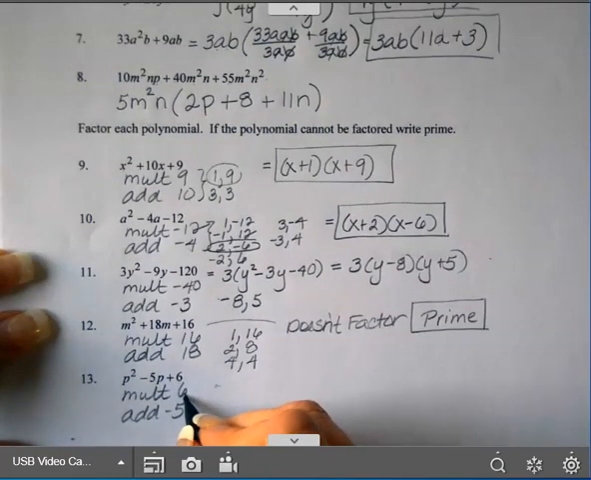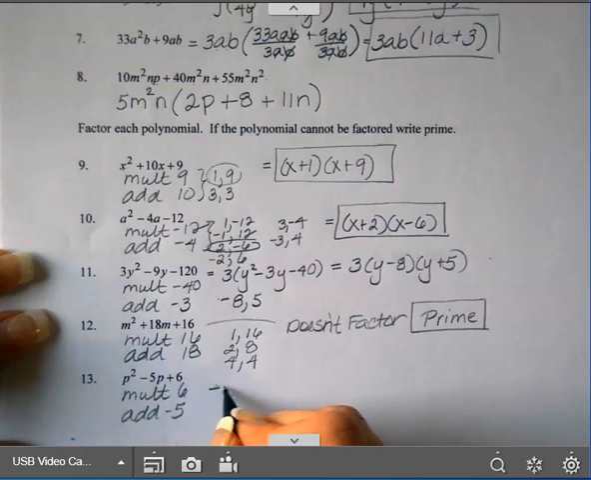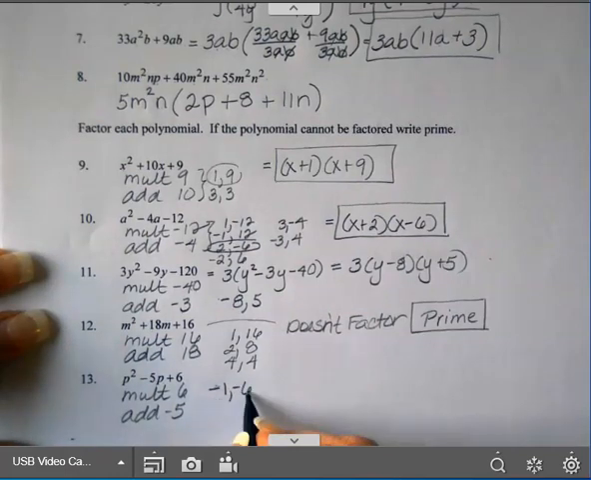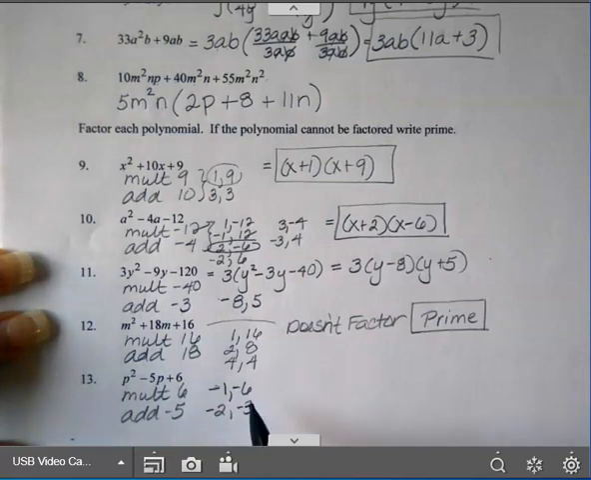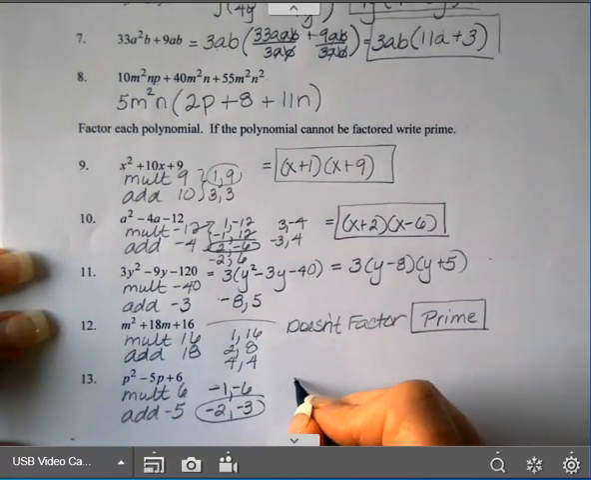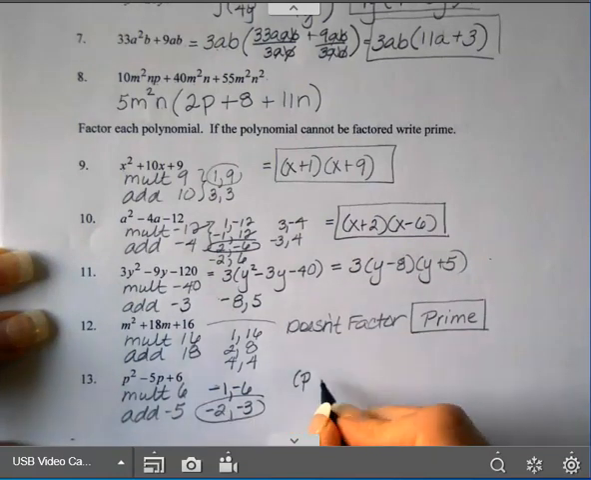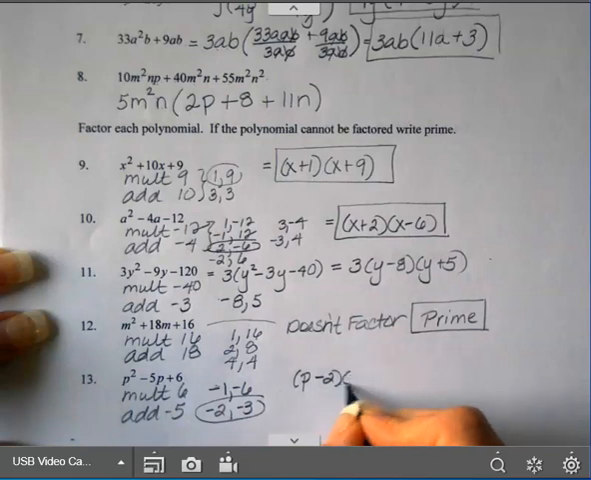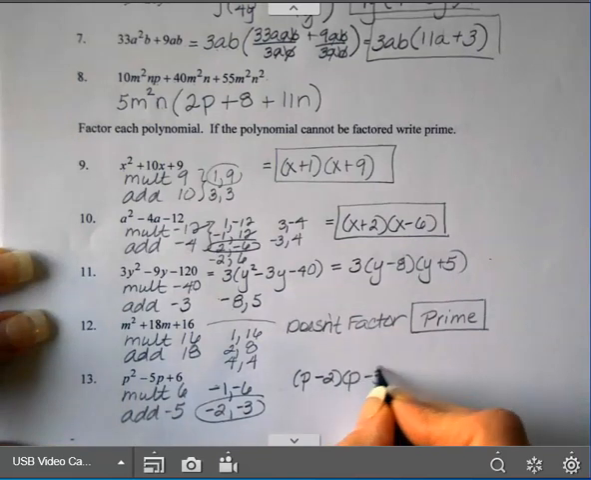In this case, they're both going to have to be negative if they multiply to a 6. Okay, that pair adds to negative 7. That pair adds to negative 5. Those are the numbers I fill in. And so we have, in this case, p minus 2 and p minus 3.